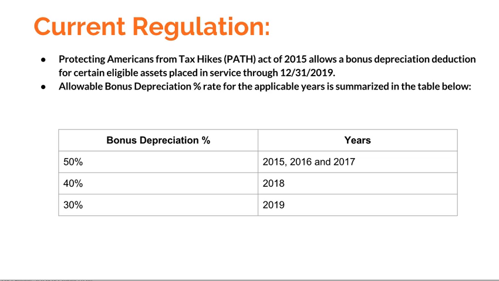Under this act, the allowable bonus depreciation percentage rate and the applicable years are summarized in the table on your screen. So as you can see, any assets placed in service in the 2015, 2016 or 2017 calendar years are eligible for 50% bonus depreciation. This rate drops to 40% for assets placed in service during calendar 2018, and the rate again drops to 30% for assets placed in service during calendar 2019.